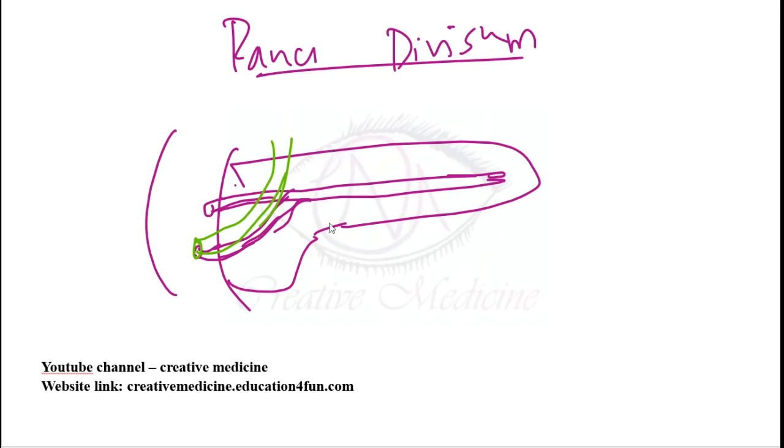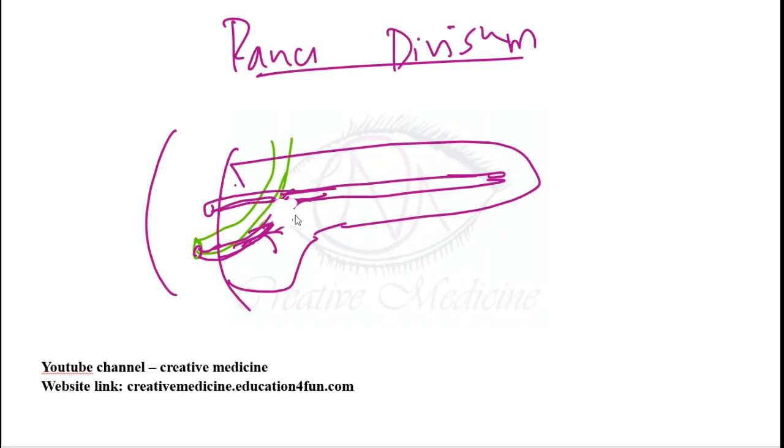But if there is pancreas divisum, this communication will be lost. The head of the pancreas will be drained by only the accessory pancreatic duct, whereas the body and the tail will be drained by the main pancreatic duct, like this. So this is called pancreas divisum.